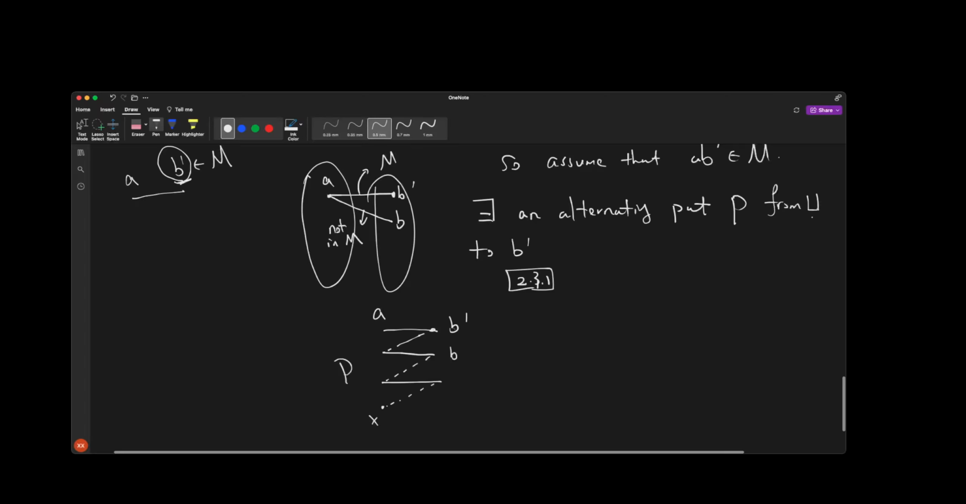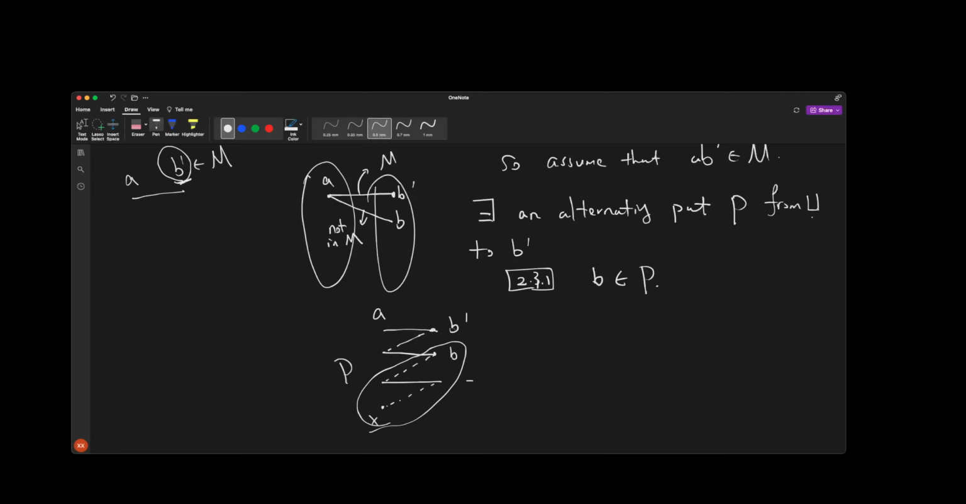The first subcase is that the vertex B, I draw here, actually belongs to this P. So it's like this. Okay. Then by this picture, we see that from X to B, along this path P is a subpath. So from X to B, if we write this as P prime, then P prime is also an alternating path.